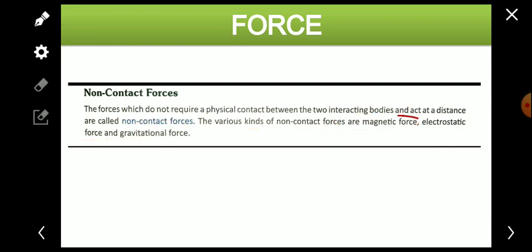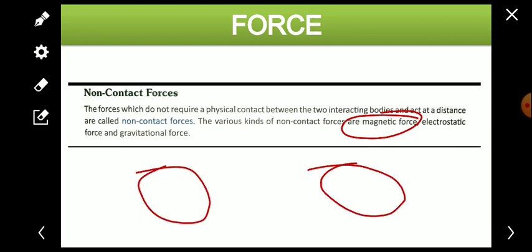Many forces are there. Magnetic force: we must have played with magnets. This is one magnet, this is another magnet, and it is far away. Even then, they apply force. Either they attract or they repel each other. So which force acts here?